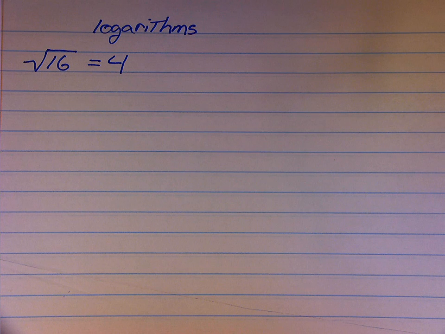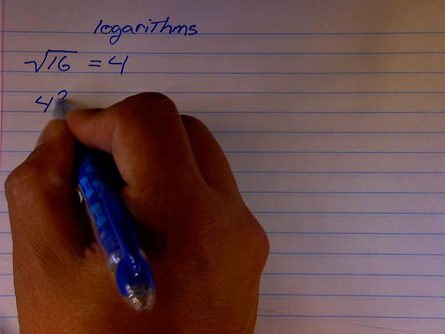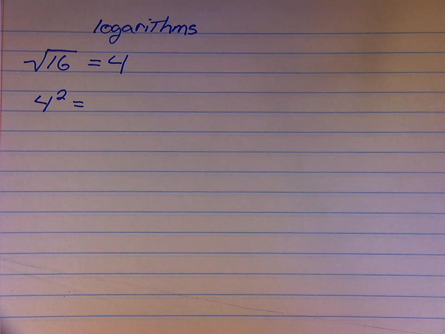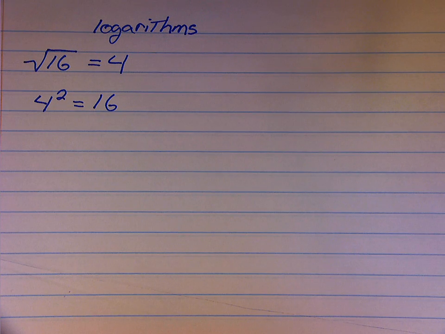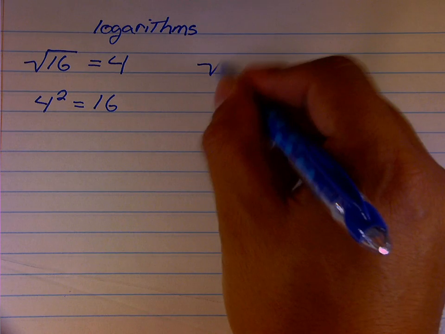I'm going to rewrite that sentence then. There's another way I can rewrite that same information. 4 times itself twice is 16. So the first sentence reads, what number times itself twice is 16? And the answer is 4. The second sentence reads, 4 squared, which really means 4 times itself twice, is 16. Both of these sentences contain the same information, but they're presented in different ways. Let's look at some more.